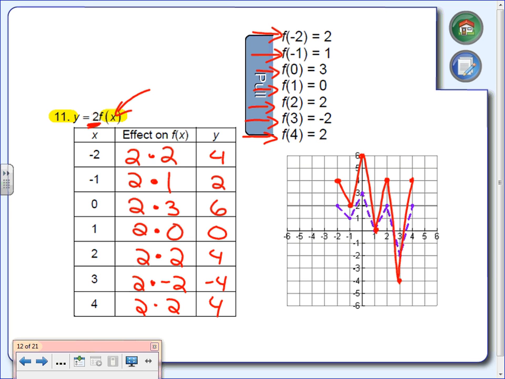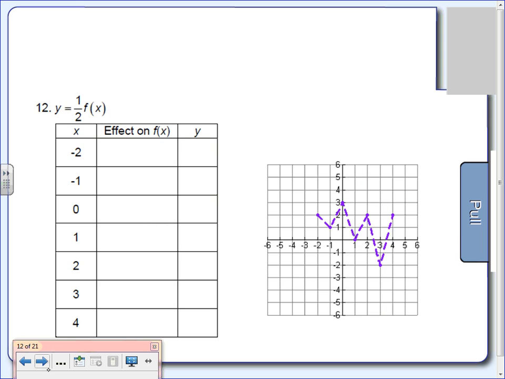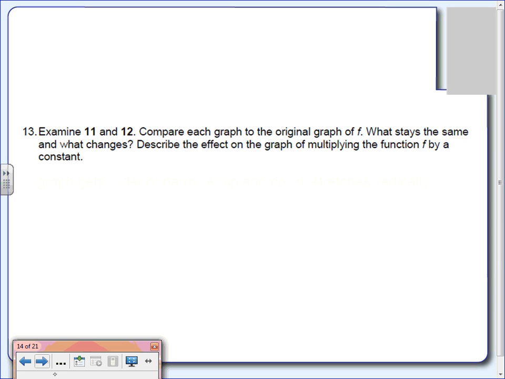Do we still have the same basic shape? Yes, we do. What happened this time? What's happening to the graph? Getting bigger. Okay? Now I want you to think about why. Why is it getting bigger? You're going to write that down for me. Not on number 12, but on number 13. Compare the graphs to the original function.